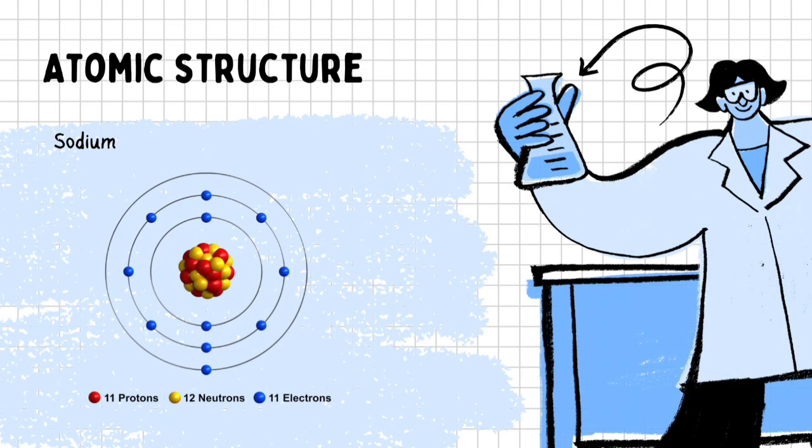For sodium, it has 11 electrons. So out of 11 electrons, 2 electrons go into the first cell, which is K, and 8 electrons go into the L cell. Now the remaining 1 electron goes into the M cell. In this way, we can draw the atomic structure of sodium.